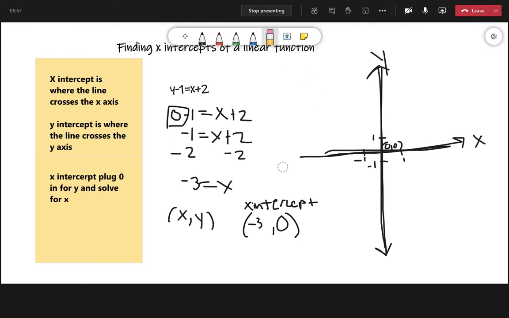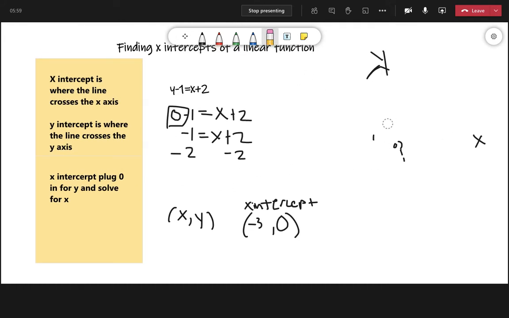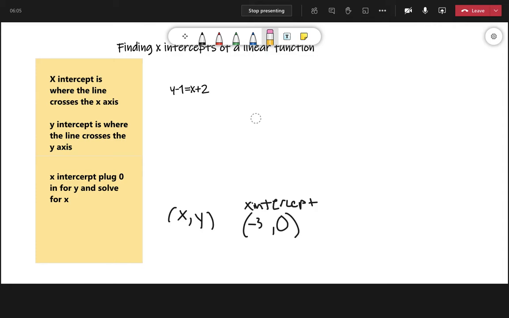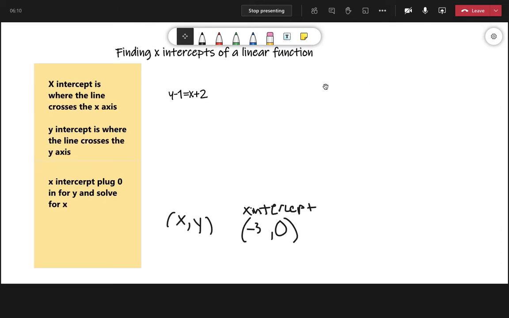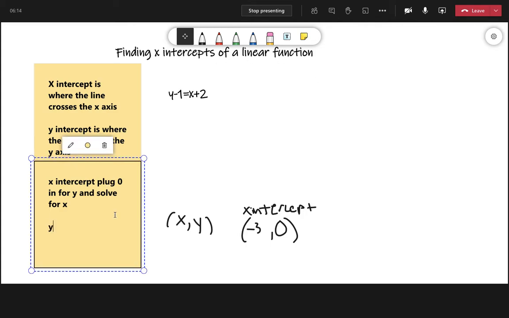We are going to solve for our y-intercept now. We just solved for our x-intercept. We know it is negative 3. I'm going to erase that. We don't need our graph anymore. To find the y-intercept, you're going to do the exact opposite. We are actually going to plug in 0 for x. So for y-intercept, we're going to plug 0 in for x and solve for y.